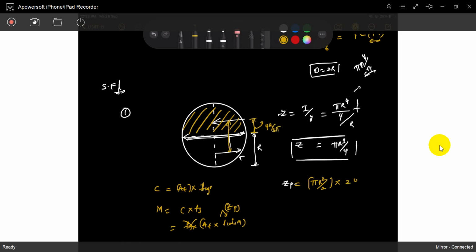So okay, 2 4r by 3 pi. The lever arm is also 4r by 3 pi. So that is the section modulus. You can find the section modulus like this for plastic analysis. Plastic section modulus.